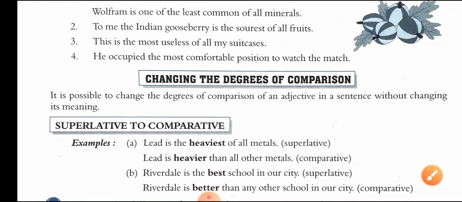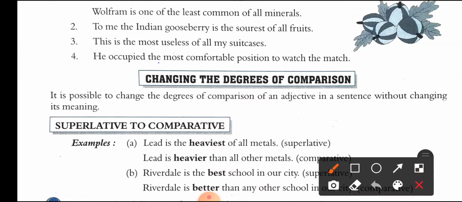Next is, he occupied the most comfortable position to watch the match. The most comfortable, right? So this you have to change. The most you have to replace with least, and comfortable is what? Uncomfortable. So he occupied the least uncomfortable position to watch the match. Spelling of least is L-E-A-S-T, and the opposite of comfortable is uncomfortable.